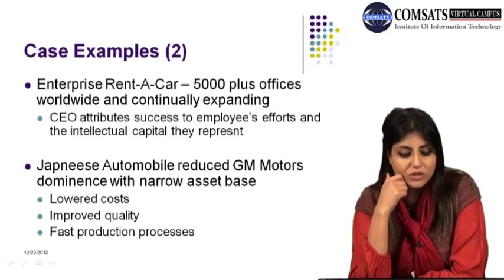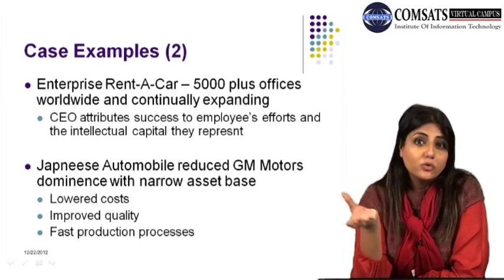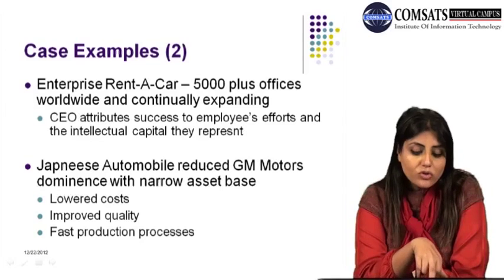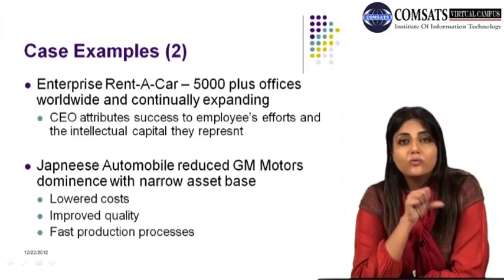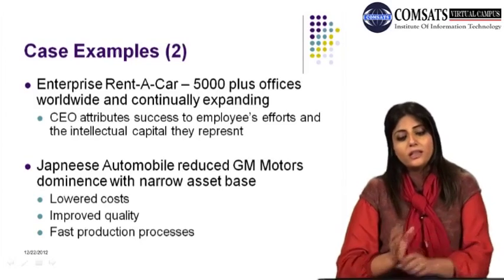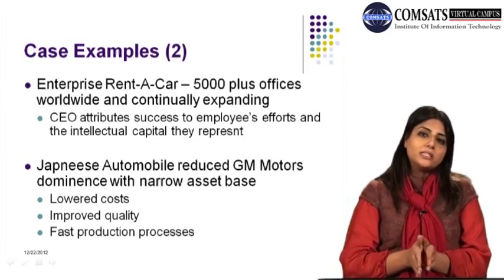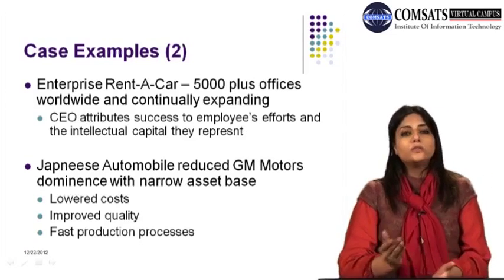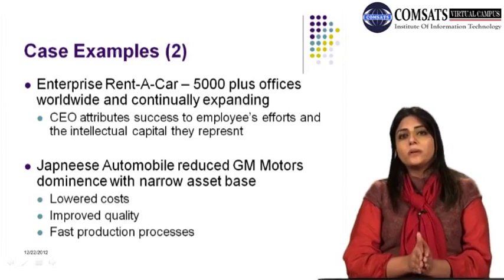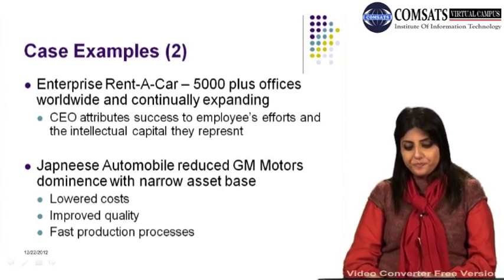It reduced GM Motors' dominance with a narrow asset base. How did this Japanese automobile company dominate the US market, although it had a very narrow asset base? Through its lowered costs, through the improved quality, and through fast production processes. So they are the sources of its competitive advantage. Here we see in these three different examples that the source of competitive advantage or the core competencies and the unique resources of all these firms are different from each other, and how they are investing in their resources, in their competencies to stay current in the line of business and to stay competitive.